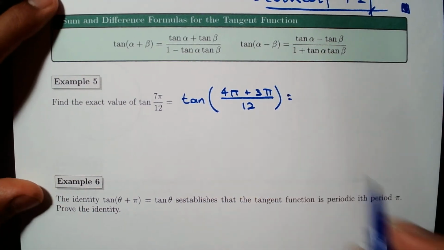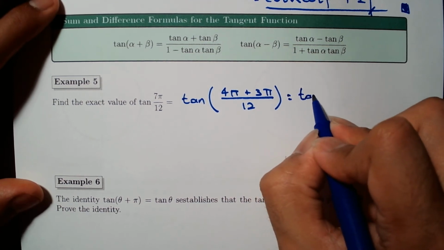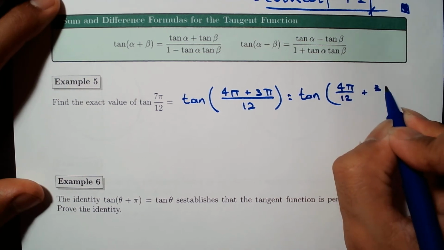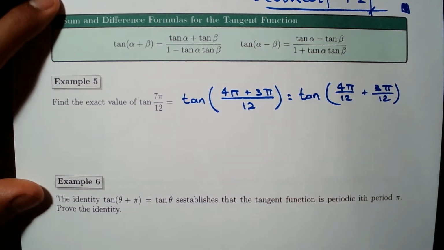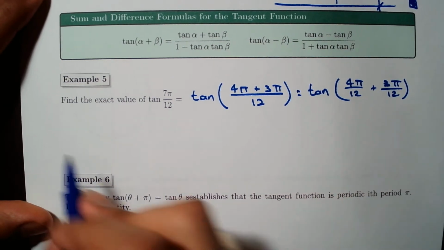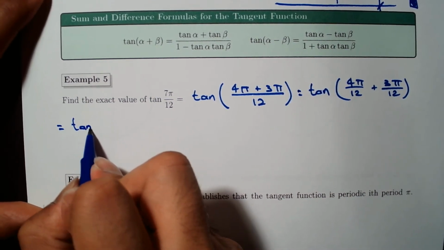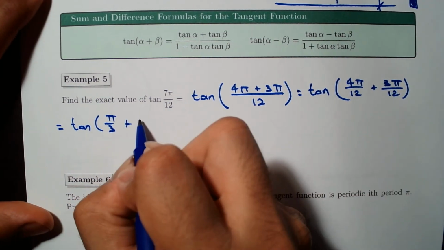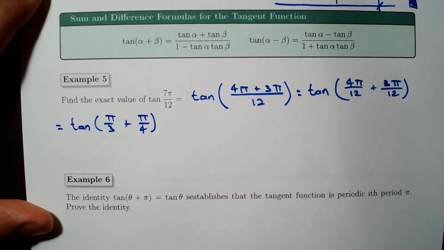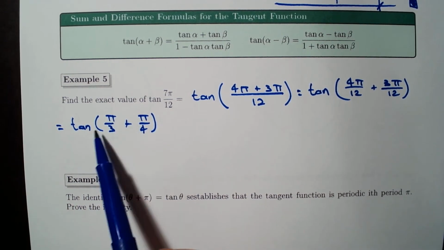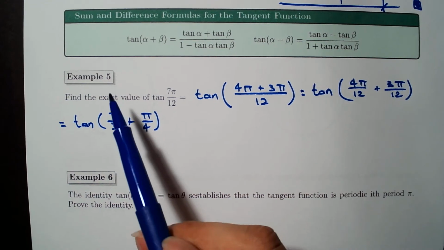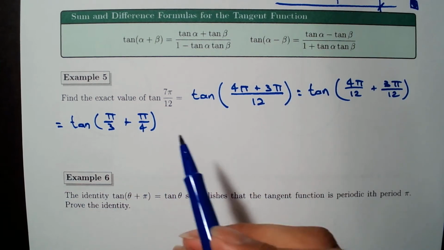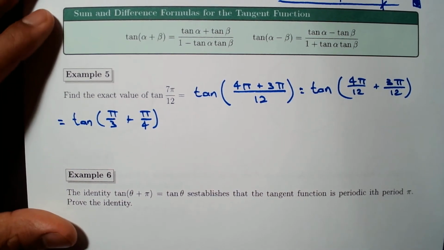So that's going to be tangent of 4 pi over 12 plus 3 pi over 12. And when we reduce this, 4 over 12 is pi over 3, plus 3 over 12, that's pi over 4. So these are angles again in the unit circle that we can very easily take advantage of and then evaluate this quantity.